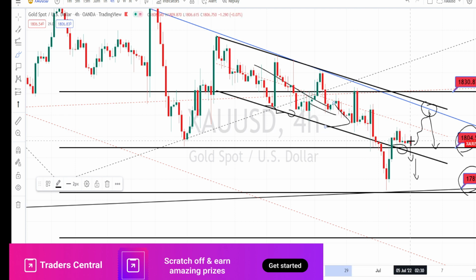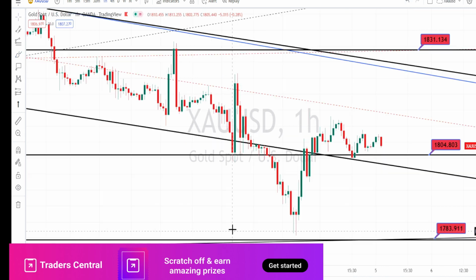Let us do the analysis in the hourly time frame. I am in the hourly time frame and I am drawing a resistance line for the hourly time frame.